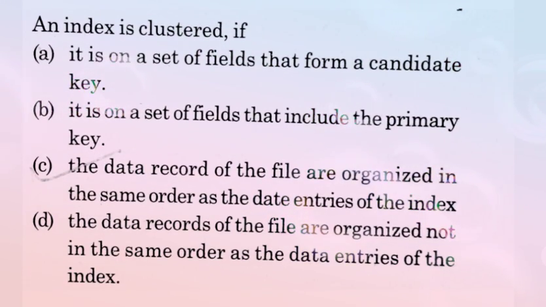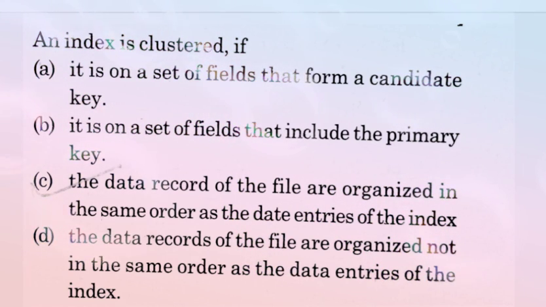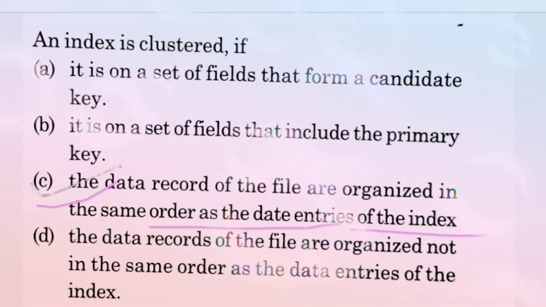Okay, now come to the next question. An index is clustered if... There are four options: A, B, C and D, and the correct answer for this question is option C, because for a clustered index, the data records of the file are organized in the same order as the data entries of the index. So option C is correct.